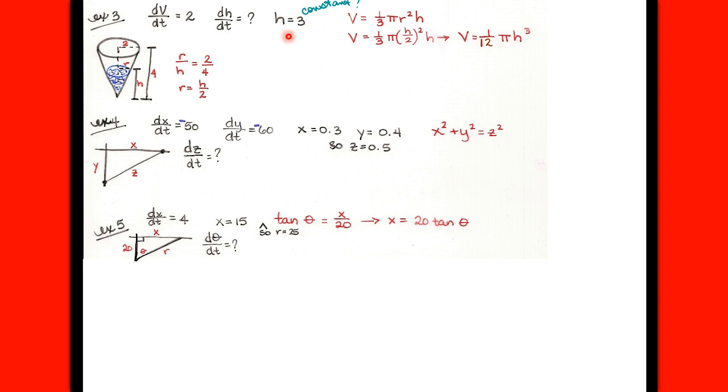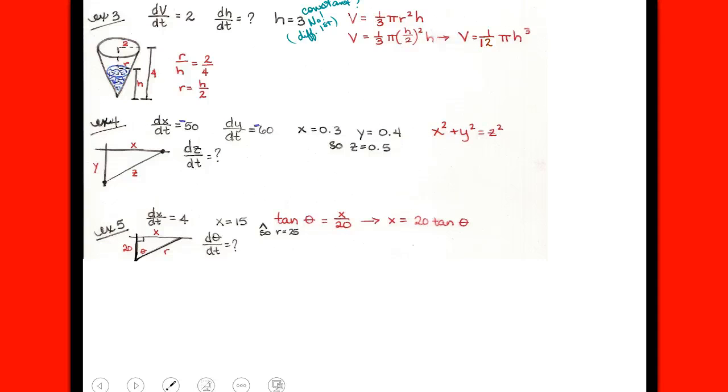So at the instant when the height is 3, let's think about whether anything is constant that I would plug into my formula before I take the derivative. The value here of 3, is that constant? The height of the water is changing as I'm pumping water in, right? So that's not going to be constant. I'm going to differentiate first.